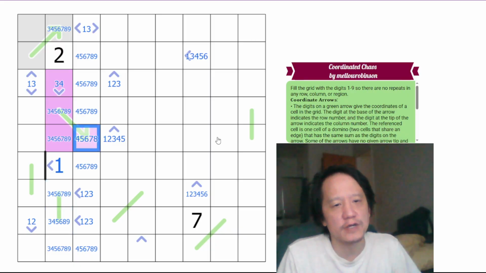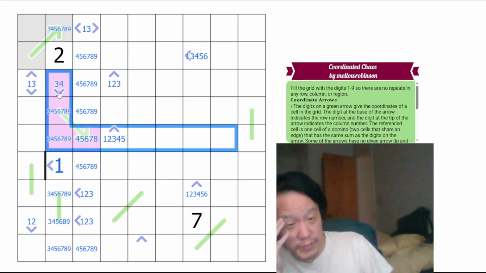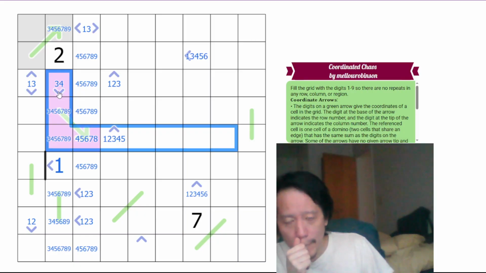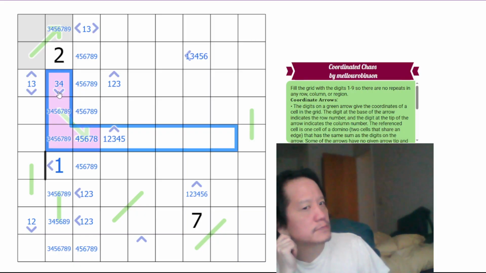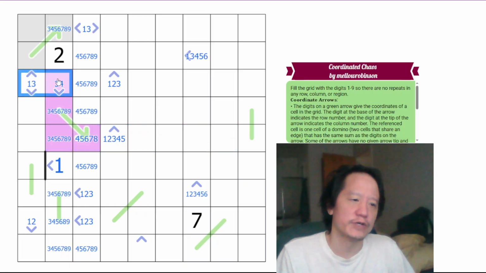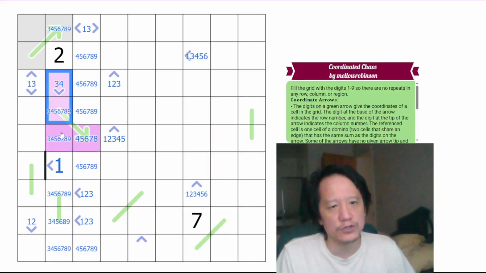So can this be 8? If this is 5 and this is 8, that could work. 1, 2, 3, 4, 5, 6, 7, 8, 9. So that's possible. Interesting. If this is 1, that means this has to go this way and would be part of this region. If it's 3, that would mean this is 4. And this would have to be part of that region. So this region always has a 1.